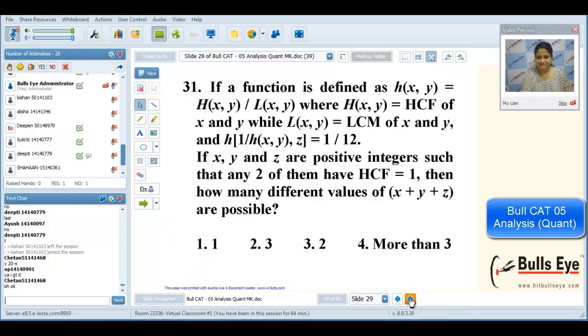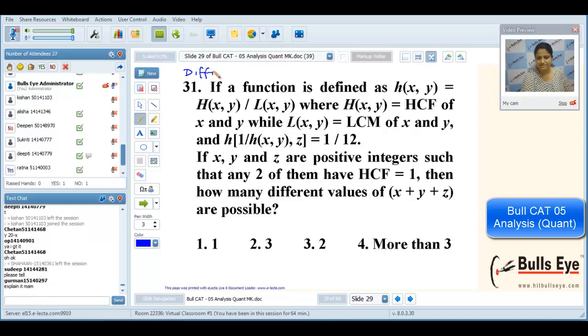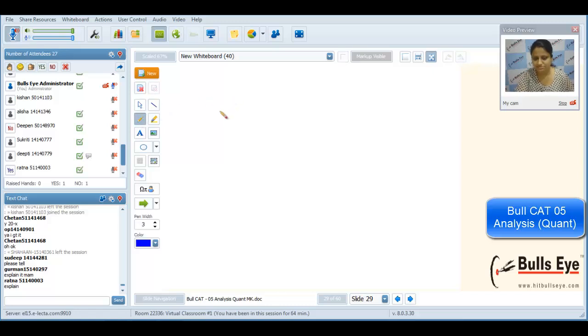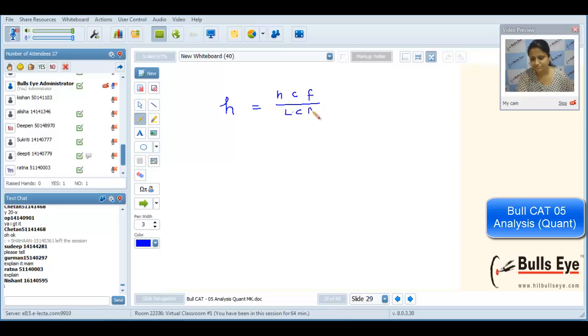I'll take it as a difficult question. Any problem in this? Yes. See, what is the thing here? There are some symbols. What do you mean by small h? Small h means HCF upon LCM. Now, what is the thing?